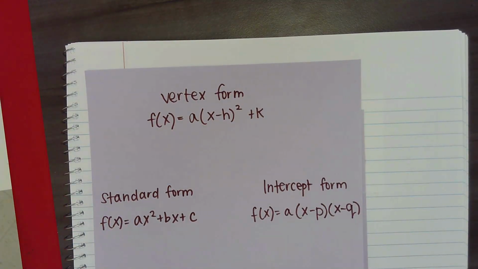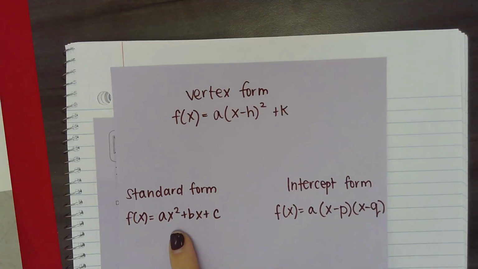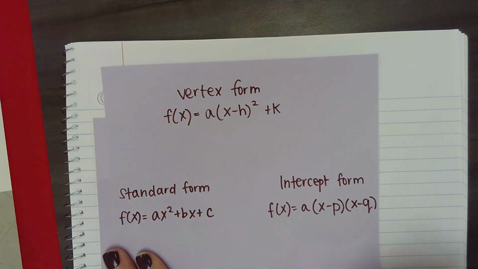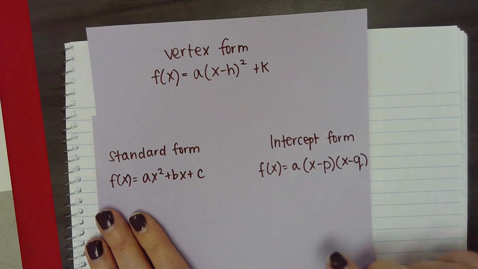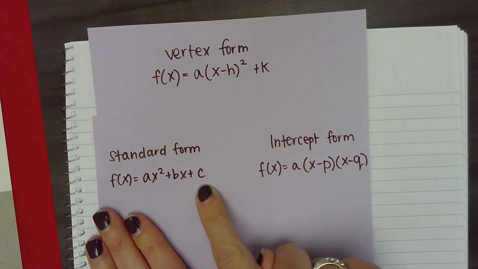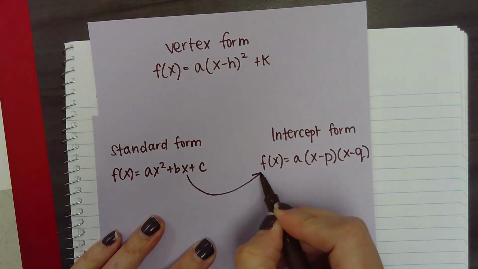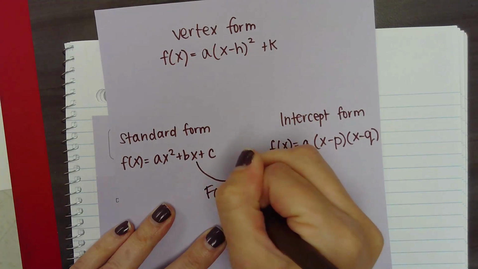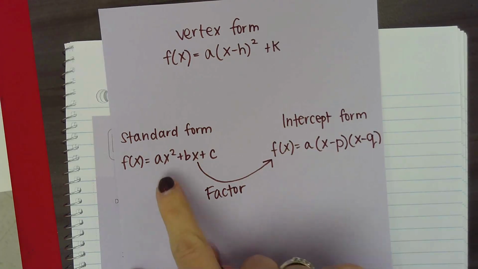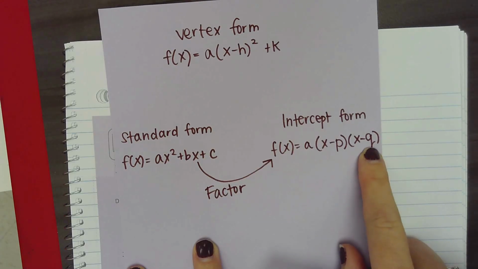Here are all the quadratic forms that we have learned so far: vertex form, intercept form, and standard form. We have graphed the quadratic in all of these forms. Now we're going to move just into the equations, and we're going to look at a standard form equation and convert it to intercept form. In order to go from standard form to intercept form, you're going to do a process called factoring. We're going to factor standard forms. Our answer will be intercept form or factored form.